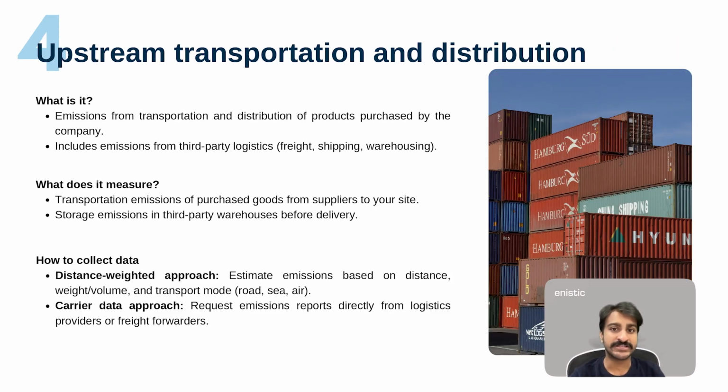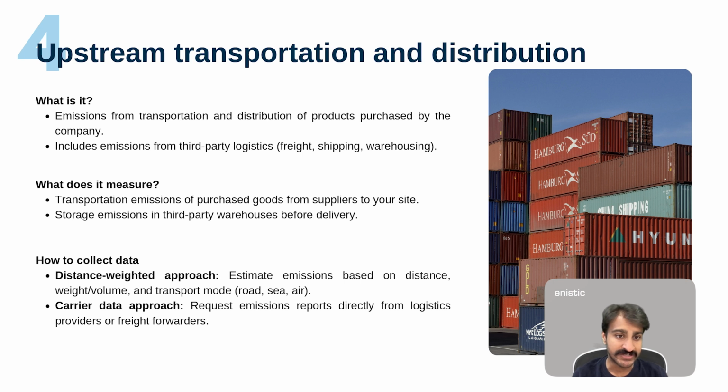Next, we have upstream transportation and distribution. These are emissions from transportation and distribution of products purchased by the company. It includes emissions from third-party logistics like freight and shipping. These, importantly, are goods that are transported from the supplier to your company. Planes, trucks, and ships moving your product around. If a lorry delivers goods to you, those emissions are calculated in this category.